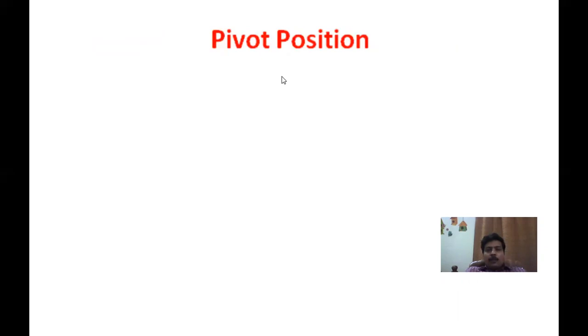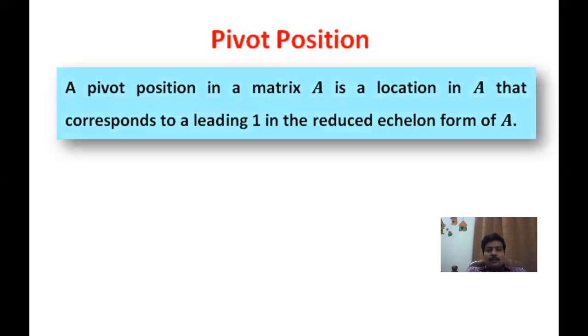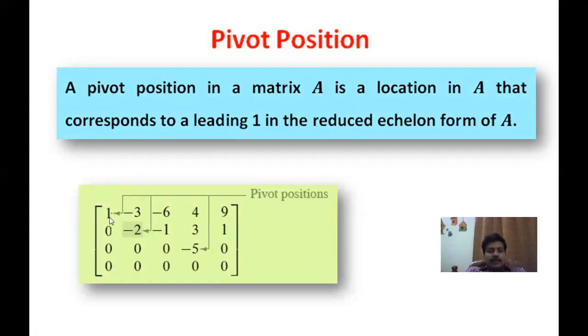Let us discuss pivot position. The leading positions are called pivot positions. A pivot position in a matrix A is a location in A that corresponds to a leading one in the reduced echelon form. If you convert the matrix into reduced echelon form, then the positions occupied by one will be the pivot positions. For example, in this matrix, this is a pivot position. And this is a pivot position. Here you can observe that this is not 1.